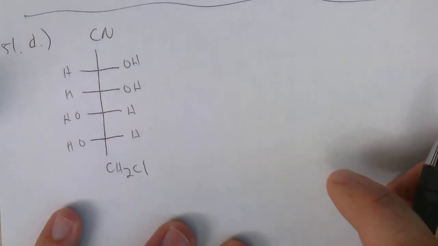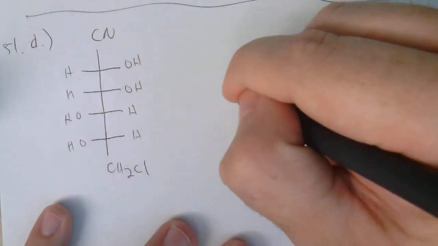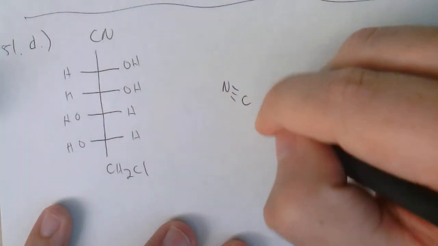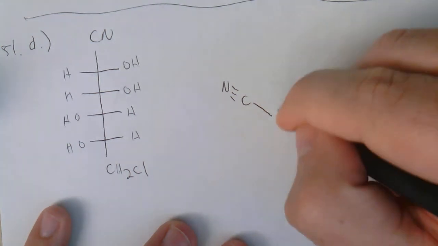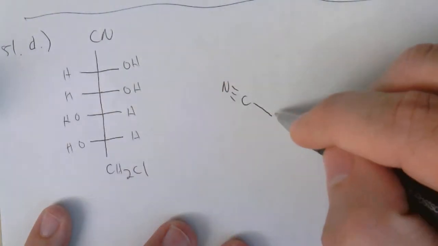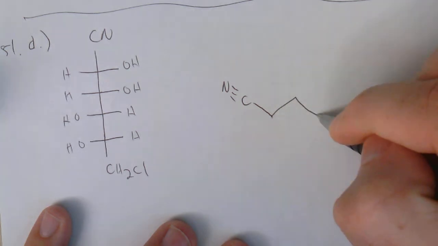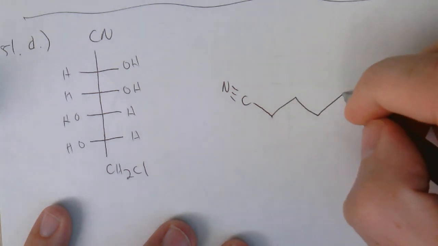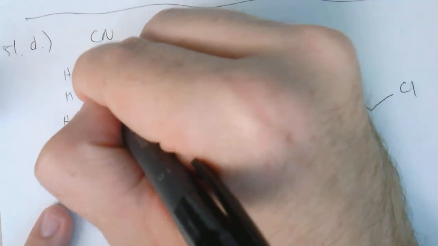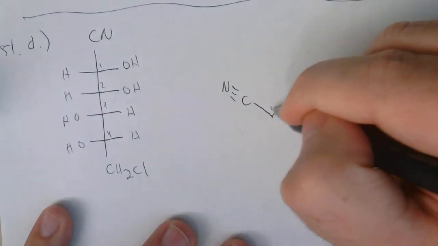Okay, one more. So I have a cyano. I'm going to actually draw this out as N triple bond C linear to this chiral carbon, and I have 1, 2, 3, 4 of those, plus my CH2 that has the Cl attached to it. So 1, 2, 3, 4 are my chiral centers.